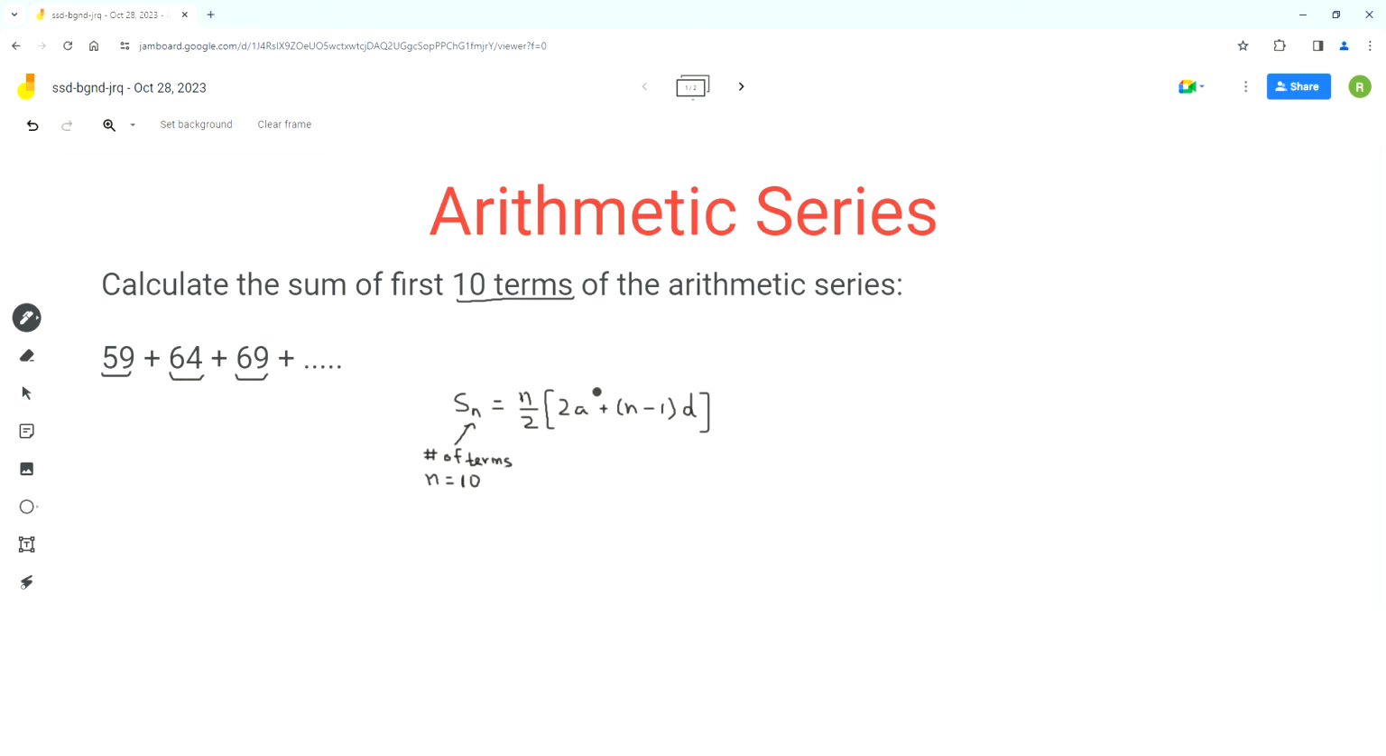The next variable a represents the first term in the series. And in this given series, the first term is 59. So a is equal to 59. Now the next variable is n, which we already know is 10, and d represents the common difference.